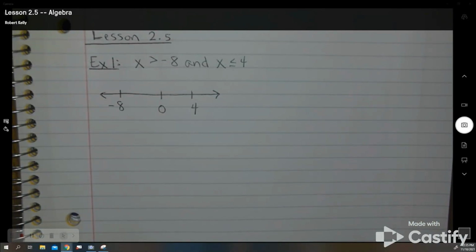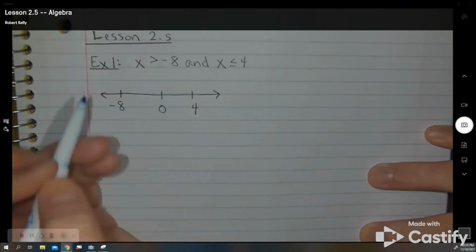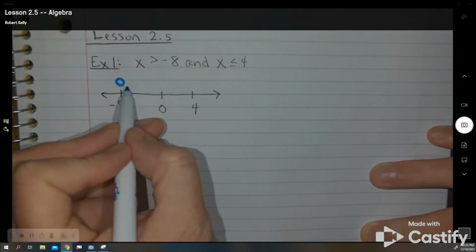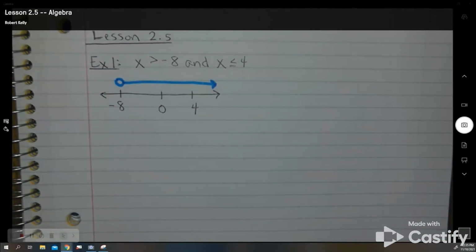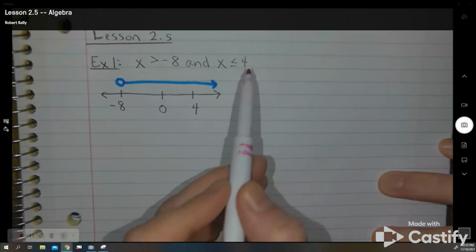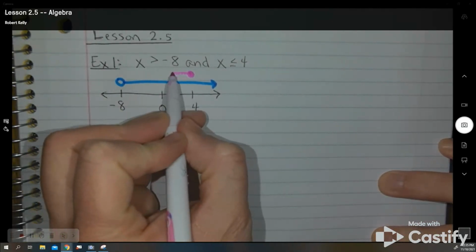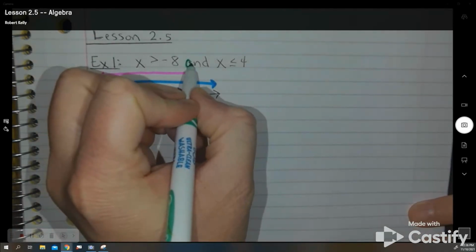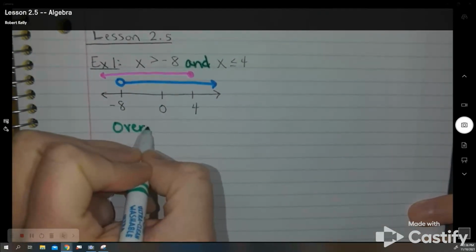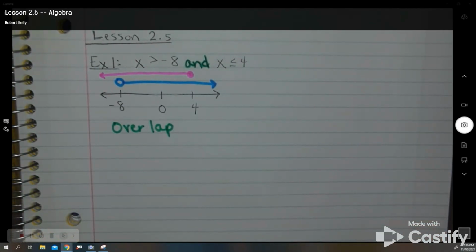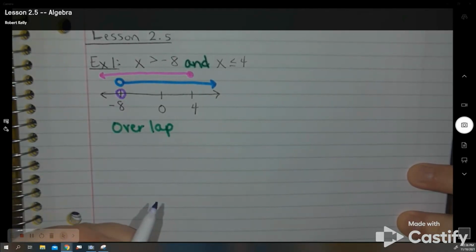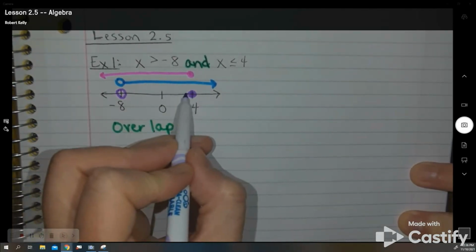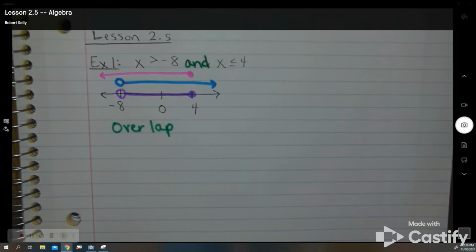So when I look at it piece by piece, I have x is greater than -8. So that's an open circle at -8 and everything above. For the second part, I have x is less than or equal to 4. So closed circle and everything below. But my solution, since it says "and," is talking about the overlap. Let's use green for "and." So this is talking about overlap. If I look at it overlapping, I know there's an open circle at -8 and a closed circle at 4, and it's everything in between. So my solution is the spot that overlaps.